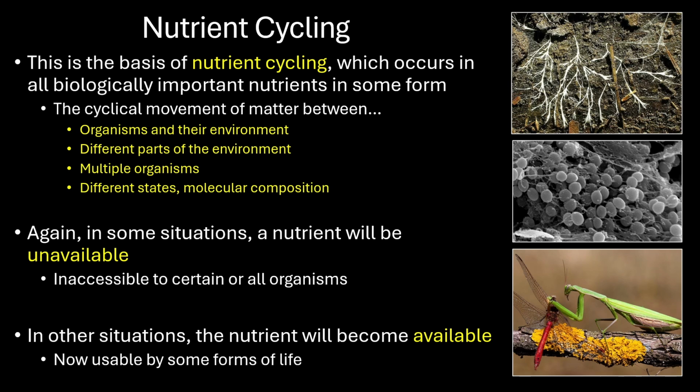In some situations, a nutrient might be unavailable to something. Just like in carbon dioxide's case, that carbon is not available to heterotrophs like us. It is inaccessible or unavailable to certain organisms or to all of them. In other situations, nutrients are going to become available. So when carbon is transferred into a glucose molecule, suddenly that carbon is accessible to many forms of life, to really all forms of life.